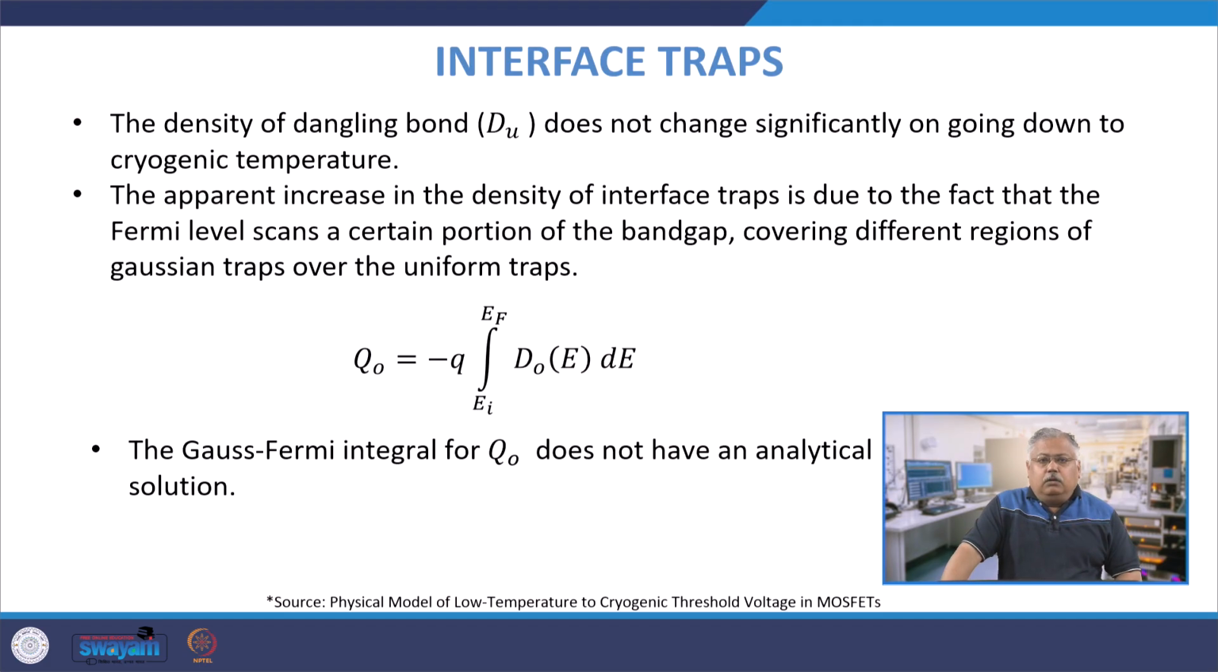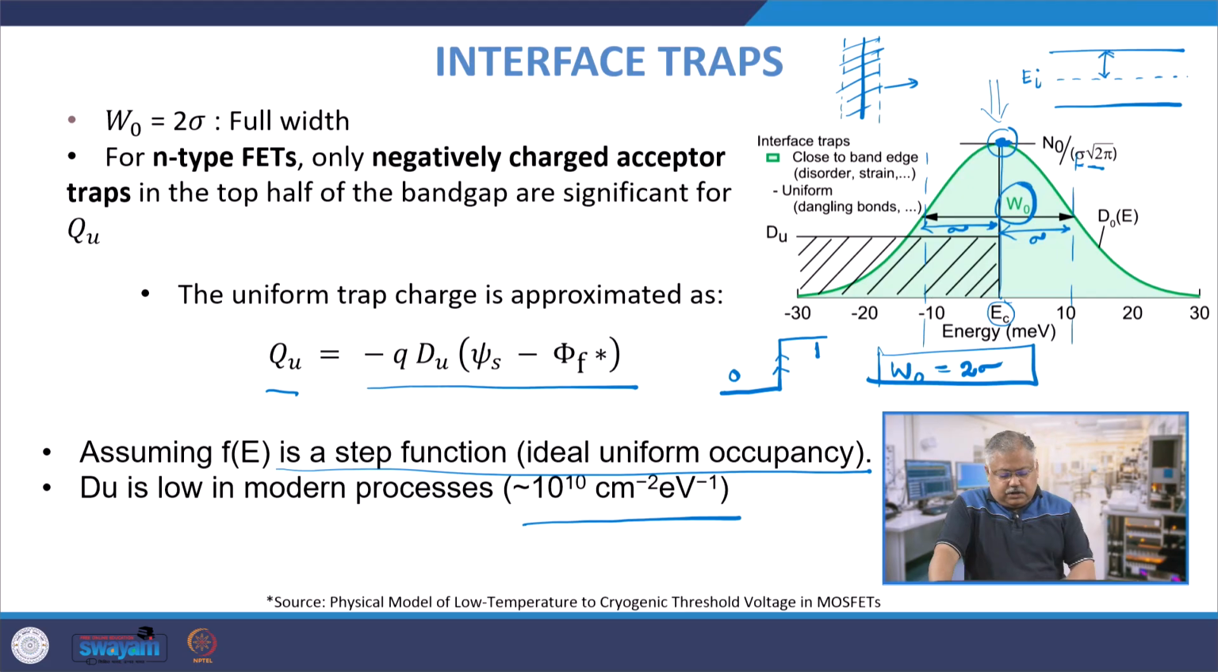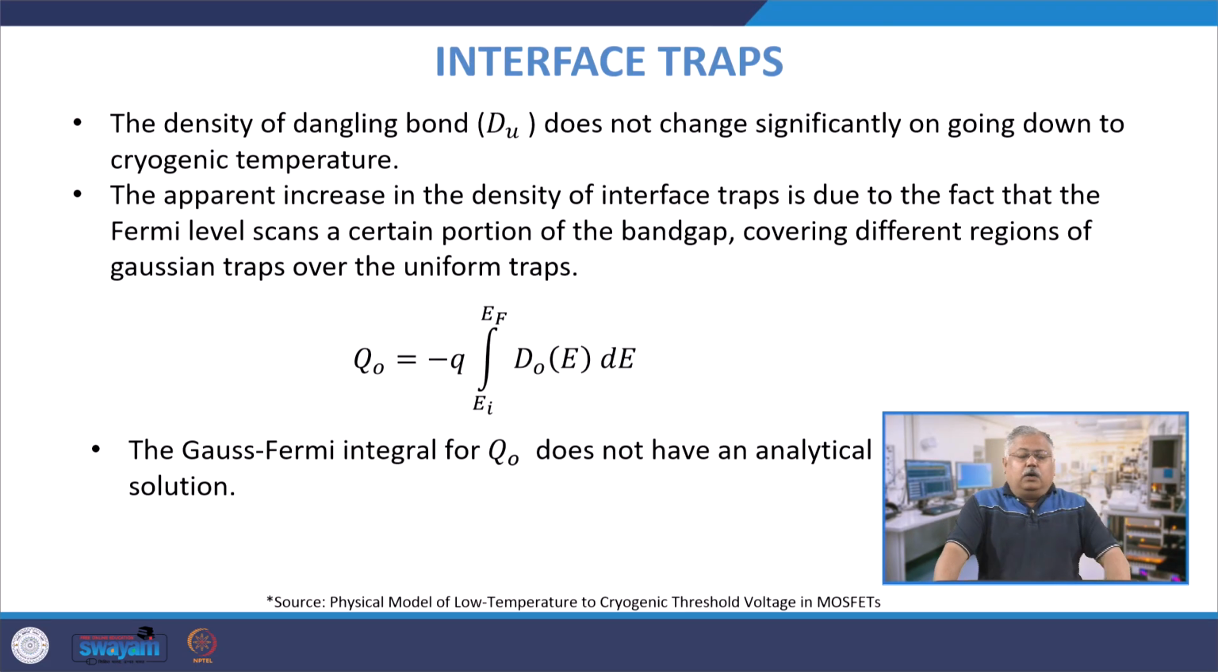Now the density, this Du value, the density of the dangling bonds which I told you earlier, this constant value does not change significantly when you go down to the cryogenic temperature, and the reason is that the dangling bonds are primarily by virtue of fabrication, right?